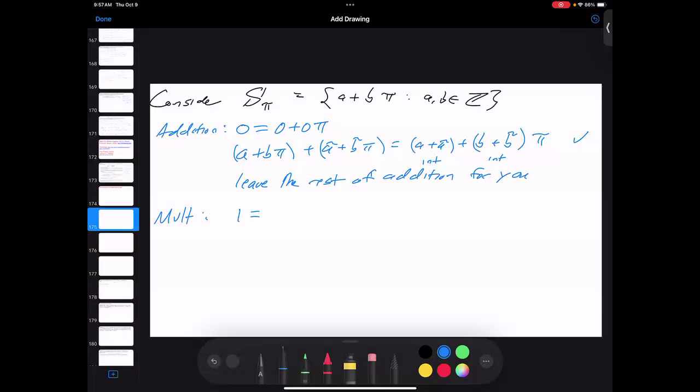What do you think? Is there a choice of A and B that will give us 1? Okay, what would the choice be? 1 plus 0 pi. This isn't so bad. What else do we need to check? Do we need to check inverses? No. Do we need to check if it's commutative?